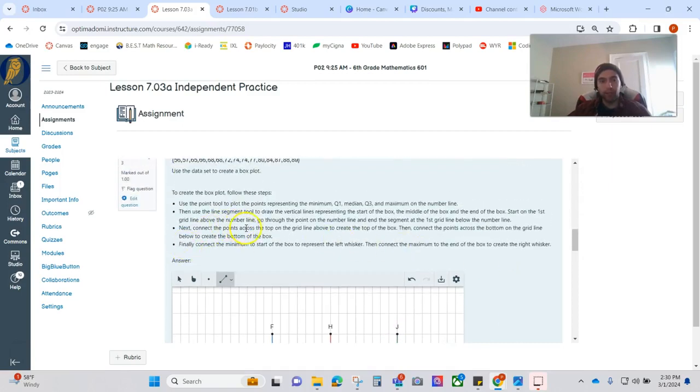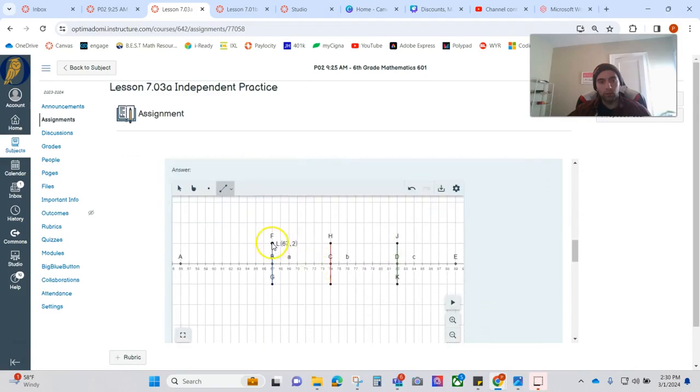Next, connect the points across the top of the grid lines to create the top of the box. Then connect the points across the bottom of the grid line below. Okay.